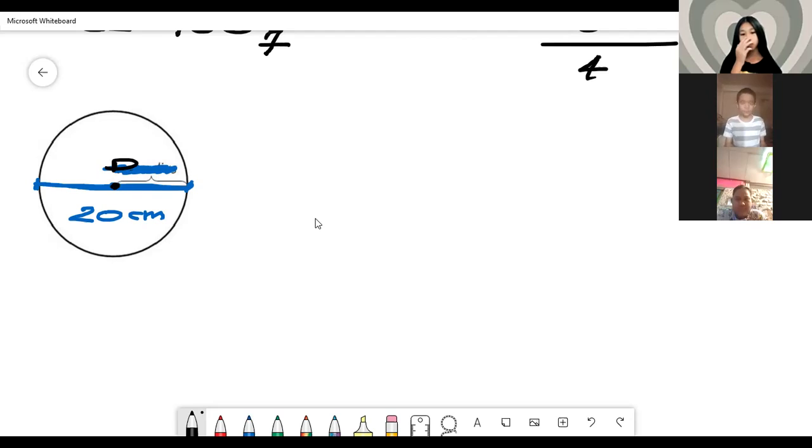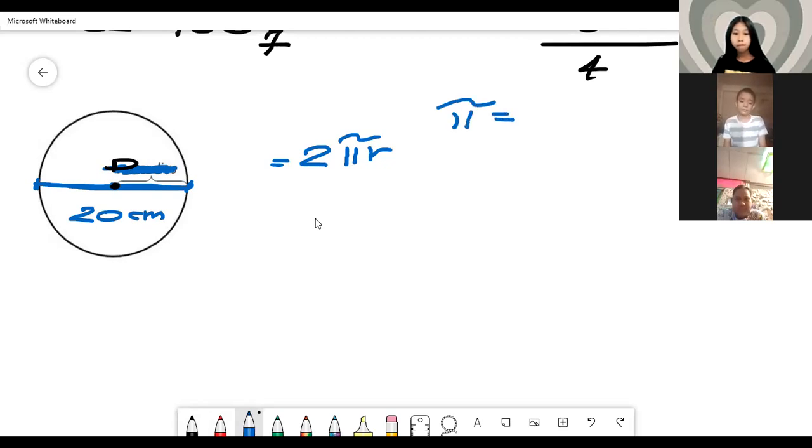Now, the formula to find the circumference of the circle is C is equal to 2 pi r. Do not forget 2 pi r. And what's the value of pi here in this question? Pi is equal to 22 over 7. Look at example number 2: 3.14.